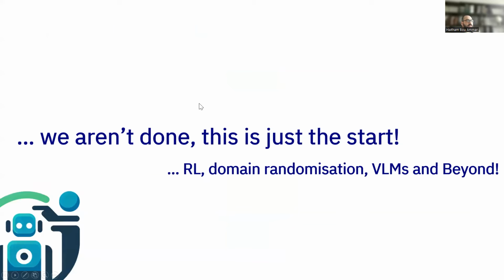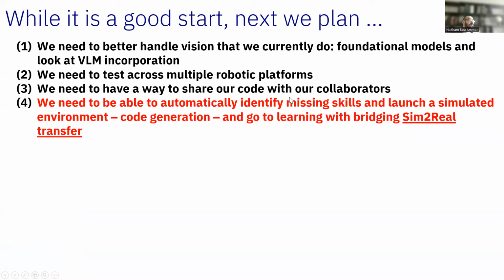Now we aren't done. This is just the first step. We still need to introduce reinforcement learning very well. We still need to do domain randomization, and we still need to do vision language models. So this is the start, this is good, but we need to be able to handle vision better than we currently do because we use these April tags. We want to be able to do that with the vision language model. We want to test across multiple robotic platforms. I mean, this worked well across the UR5, but now we are planning to test it across a wider range of platforms.